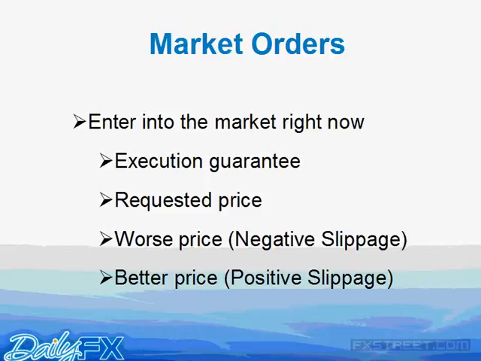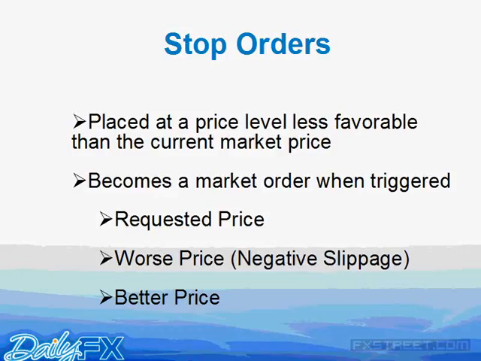The first order type are the market orders, and those are the types of orders where you want to get into the market right now. So you've got that execution guarantee where you're saying, I just want to get in at the next best available price. So you could get executed at the requested price, the price that you clicked on the dealing station. You could get a worse price, which would be negative slippage, or it's possible you could even receive a better price, known as positive slippage, when you do a market order. So you've got the whole gamut of potential outcomes when you're executing at the market.